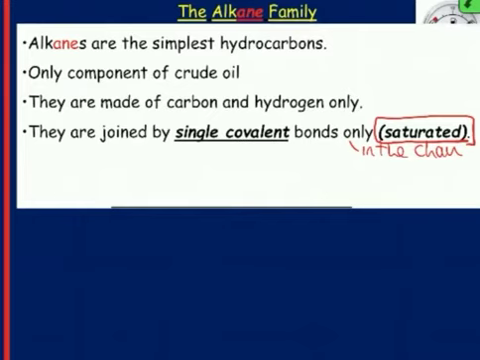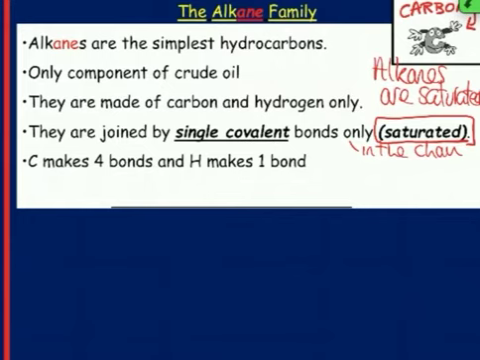So from a chemistry perspective, if something is saturated, it is full of hydrogen, and everything is single covalent bond. Okay, so that is saturation. And alkanes are saturated. Okay, so we've said each carbon has to have 4 bonds, and then there'll be 1 bond from hydrogen.